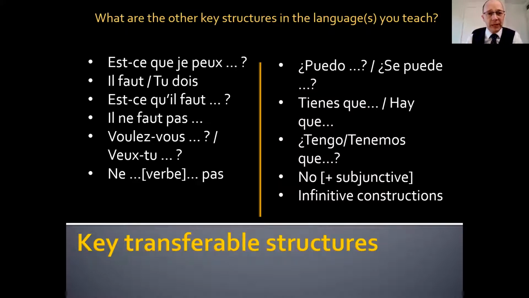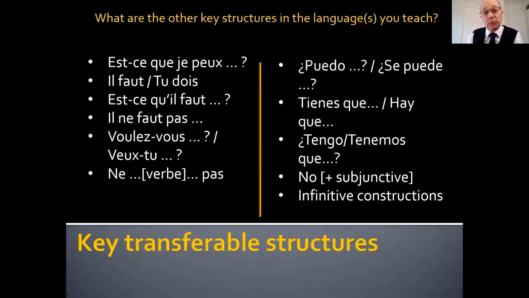So I've put down a few here and we talked about these this morning. Est-ce que je peux, il faut, or tu dois. You can sort of interchange between them, or you can use one and then start using the other one. Est-ce qu'il faut, so the question form of that. Il ne faut pas, voulez-vous, or veux-tu, to ask someone to do something, and then the negative form, ne verbe pas.